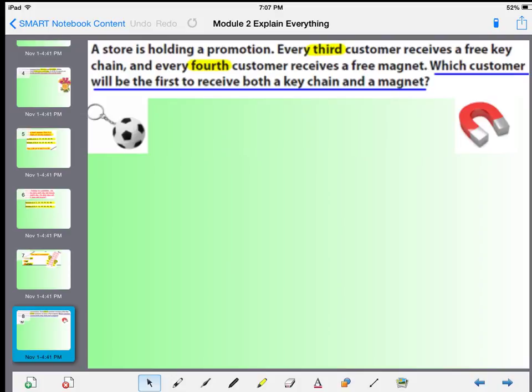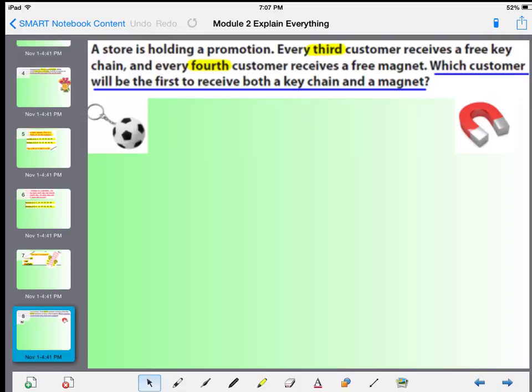Now the question asks, which customer will be the first to receive both a keychain and a magnet? Again, 2 events happening at different times, but eventually, if you are the third customer at this store and you go in there frequently, you very well could also be the fourth customer that receives the free magnet and also be the third customer that receives the free keychain. So let's see how that's possible.